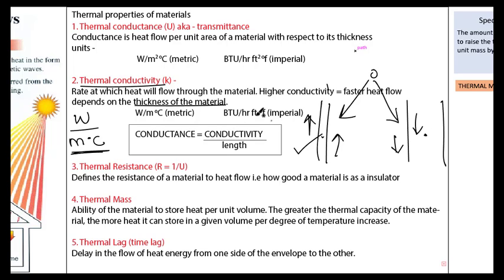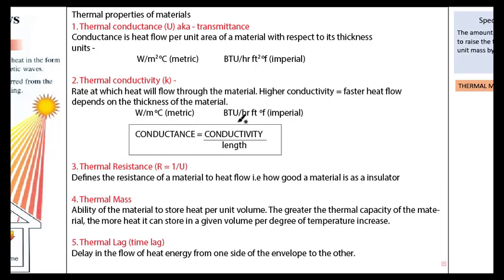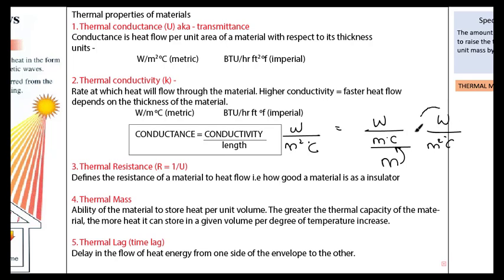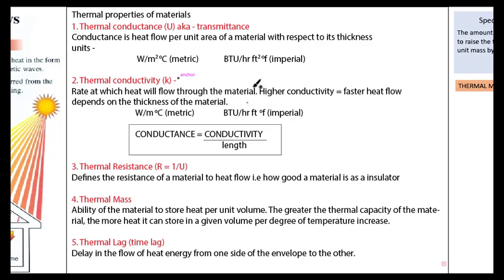The same goes for British thermal unit per hour, feet, and Fahrenheit. Taking the units into consideration, we can infer that conductance is equal to conductivity divided by length. So we know that conductance is W per meter square degree Celsius, which is equal to conductivity, that is W per meter degree Celsius, divided by length, that is m. So this m goes here and becomes meter square. This is conductance U and this term is conductivity k. Conductivity is denoted by small k. So just try to remember and play with the units, and you will get the terms cleared.